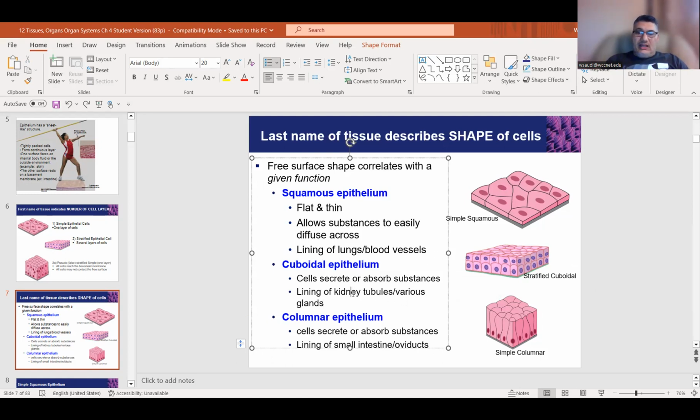Absorption, like in the kidney. What do you mean by absorption? We will discuss it later. You will know that while you were forming the urine, you're going to reabsorb the good things in order to keep it, in order not to lose it in the urine.